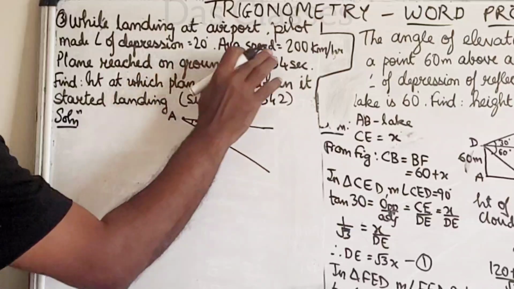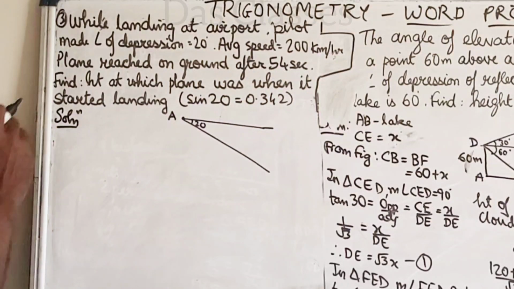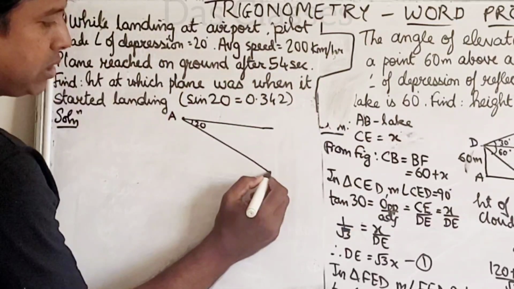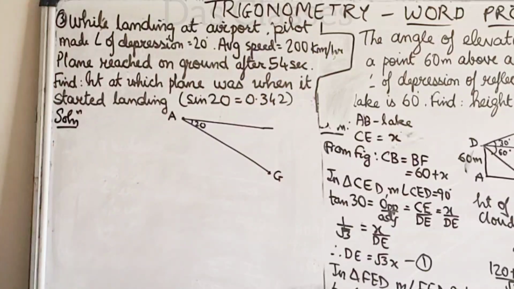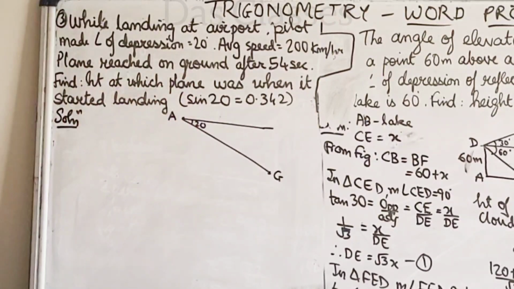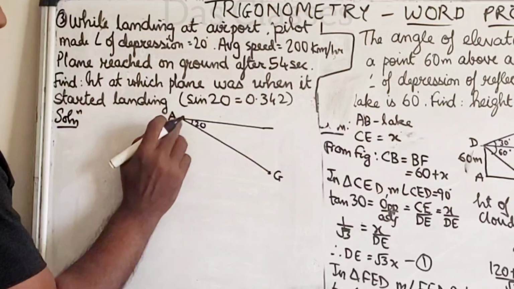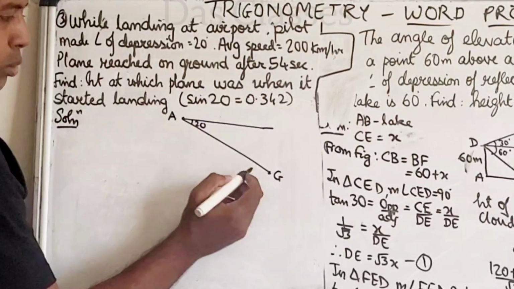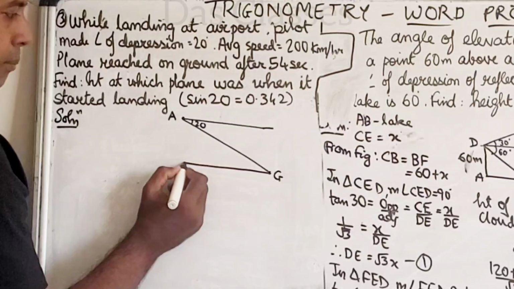The average speed with which the plane is flying is 200 km per hour, and the plane reached the ground. Suppose this is the ground, let me give it G, and it reached from here to this point in 54 seconds. Find the height at which the plane was. I want to know what the height is. First of all, I will complete this figure.